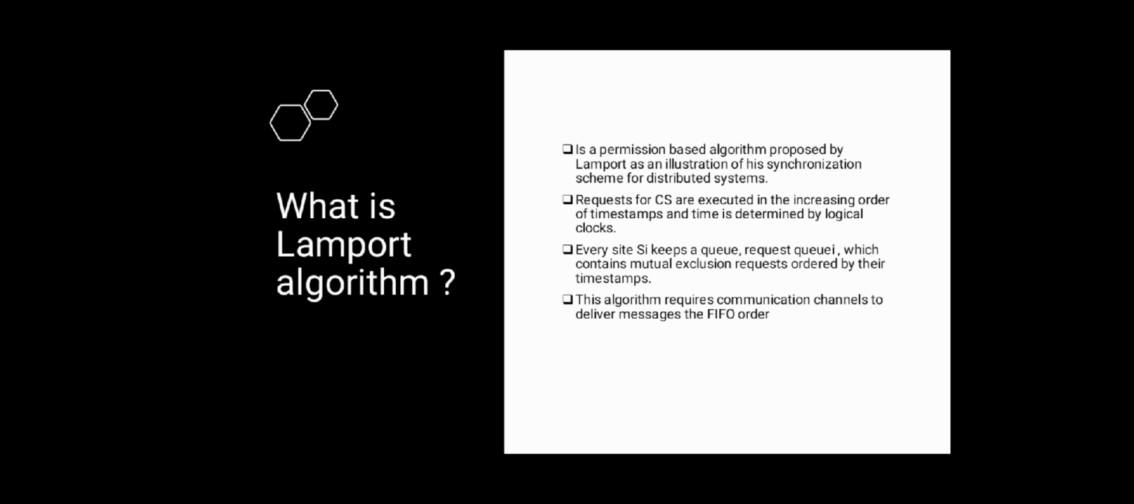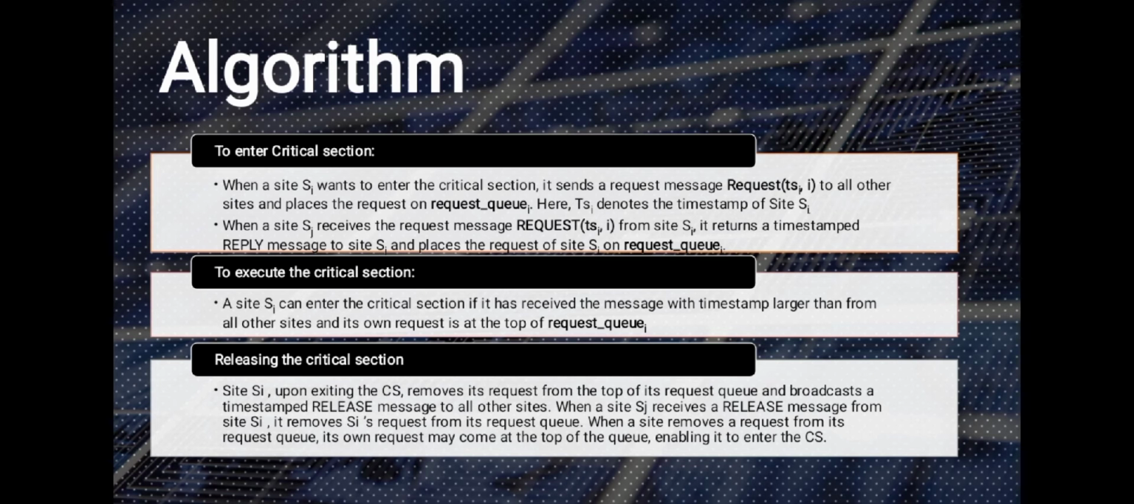In the Lamport algorithm, critical section requests are processed in order of timestamp. Therefore, a request with a lower timestamp will be given permission to run the critical section first, followed by a request with a larger timestamp. Algorithm: there are three sections here, which are to enter the critical section, to execute the critical section, and to release the critical section.